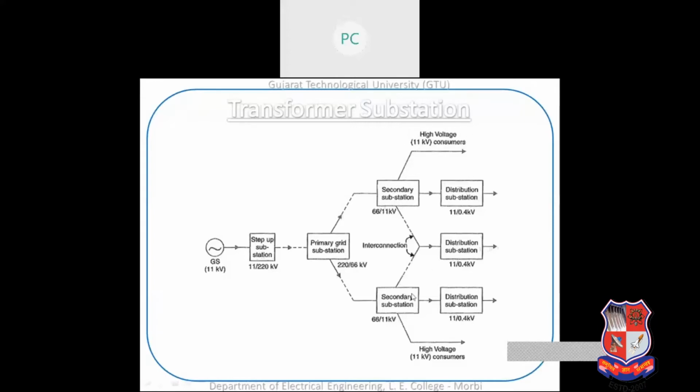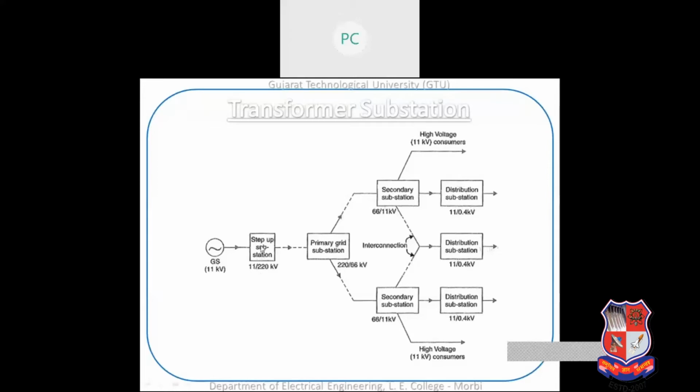And if you require a further reduction in the voltage, that is what we require for domestic use, then that secondary substation will give it to the distribution substation, which converts this 11 kV into 400 volt. Now these distribution substations will be a type of pole mounted transformer that we will see later on, right? So this is how the transformer substations operate.